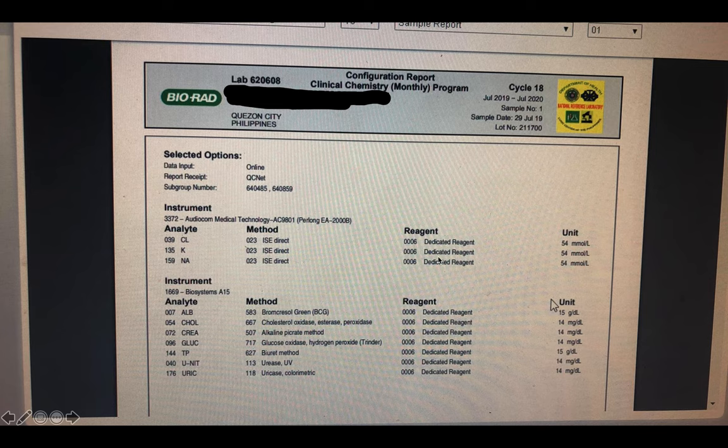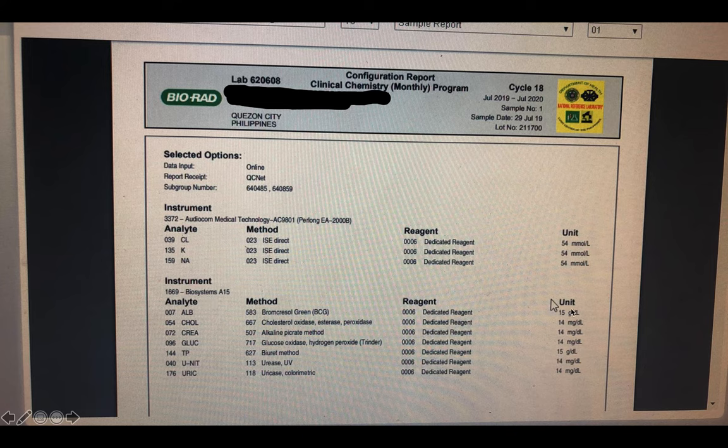Sir, what do we mean by dedicated reagent? Technically, this laboratory is using a closed system. Sir, what do you mean by closed system? The machine is from Biosystem. The reagent is also coming from Biosystem. So that's what we mean by a dedicated or closed system of reagent. Take for example, if your laboratory is using a non-dedicated reagent, you are getting the reagents from a different company other than the provider of your machine.